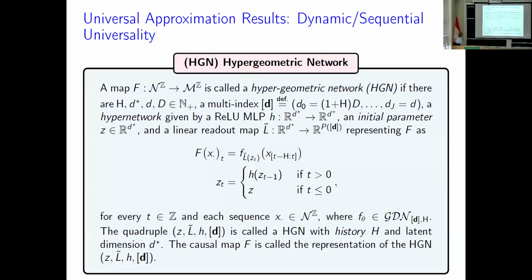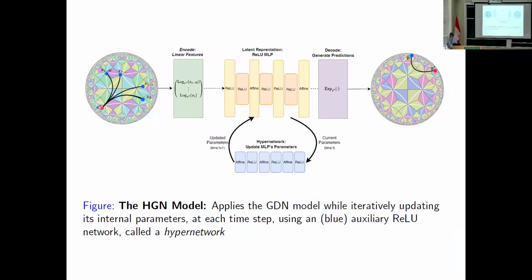Okay, and I will call this hypergeometric network via this set of parameters that characterize basically the architecture of the network. Okay, so this is the other picture. So the main difference with respect to the static setting is the presence of this hypernetwork. Why? Because this hypernetwork is going to update the multi-layer perceptron parameters at each point in time.